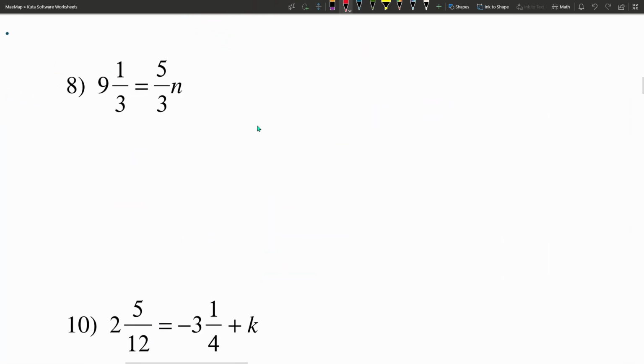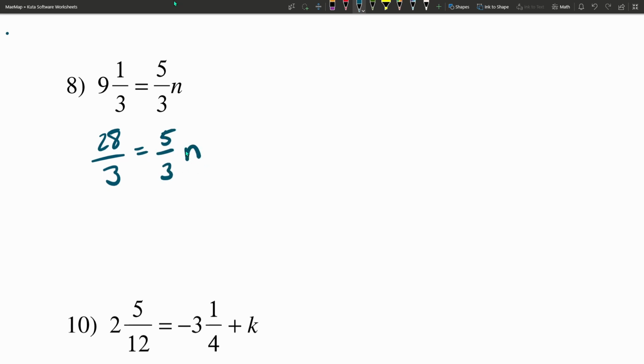In number 8, we have 9 1/3 equals 5 times n over 3, or 5/3 n. Again, what I want to do is take this mixed number and change it into an improper fraction. 3 times 9 is 27. 27 plus 1 is 28. So this is 28/3. Again, 9 times 3 is 27, and I did this because 27 divided by 3 is 9. So 27/3 is 9. Add that to 1/3, that's 28/3. And that's going to be equal to 5/3 n.